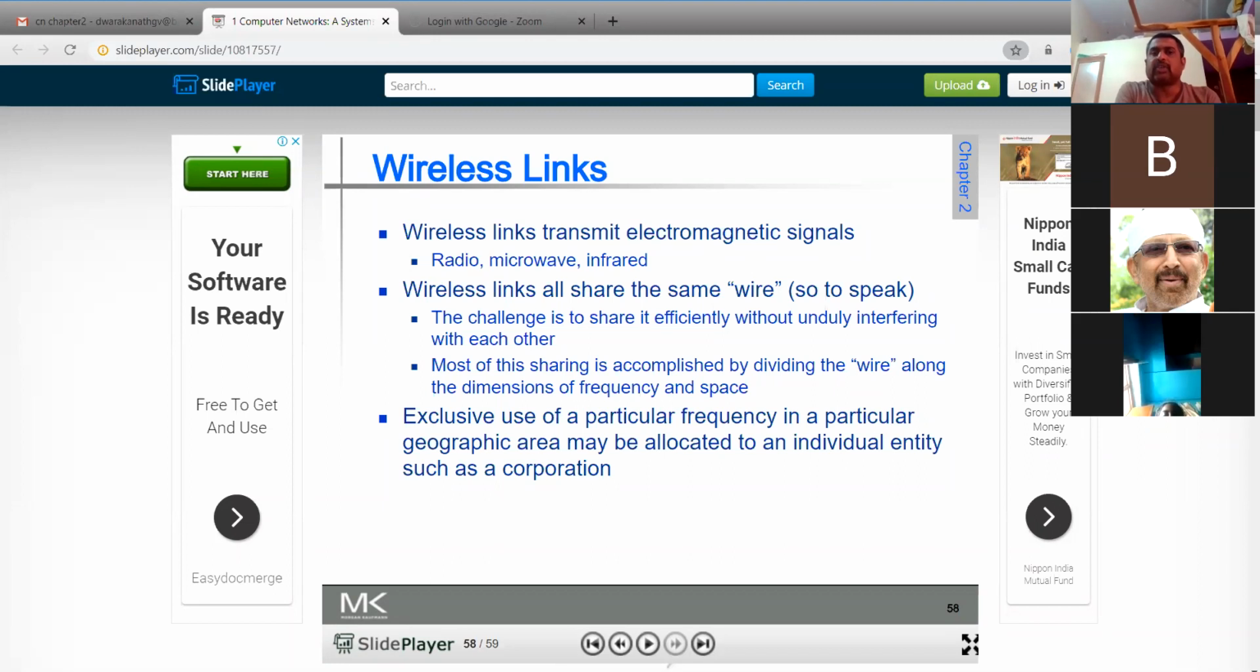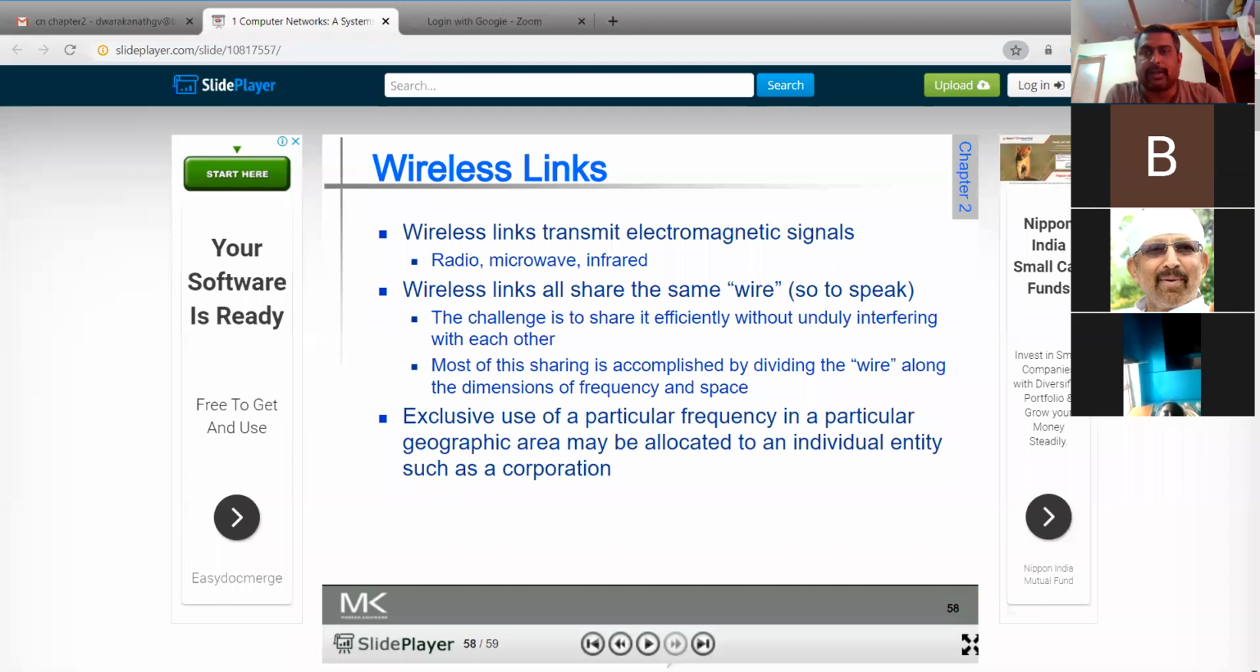Most of this sharing is accomplished by dividing the wire along the dimensions of frequency and space. What do you mean by this? I will tell you very clearly. Assume that one access point is there, right? We'll fix to there, and I will tell you 100 meters you can walk.